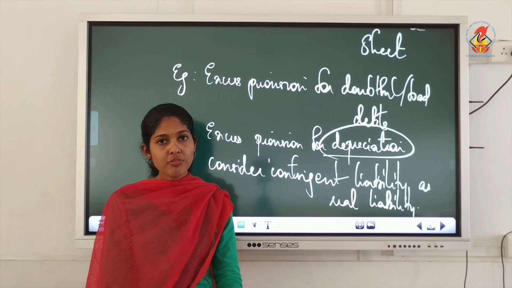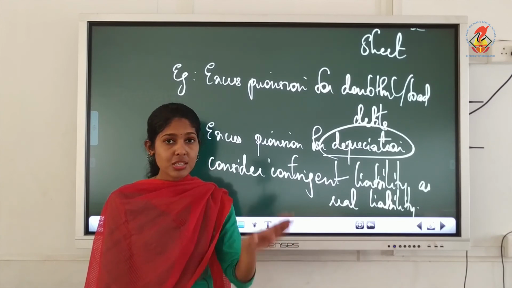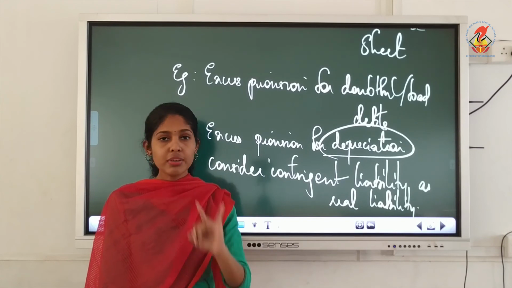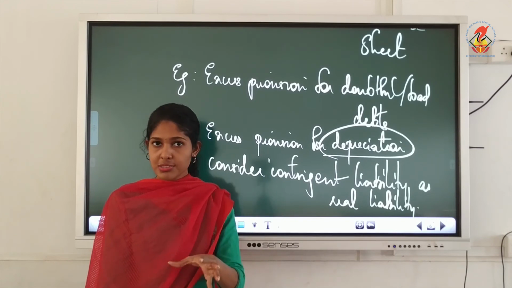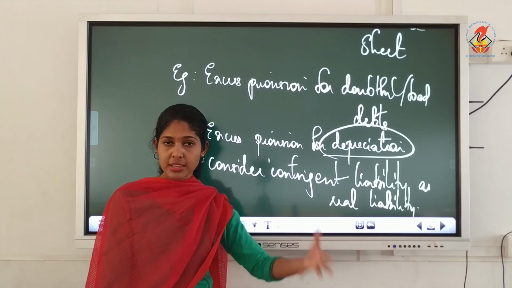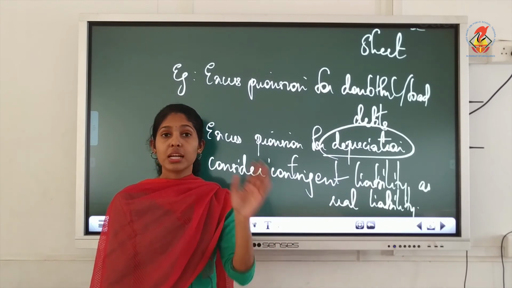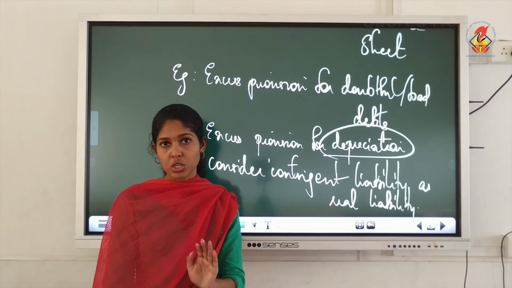The first point: secret reserve is not a type of reserve. For types of reserve you just have to write revenue reserve and capital reserve. Secret reserve means when you keep an excess provision, that time it will lead to creation of secret reserve. That is another topic, a separate topic.